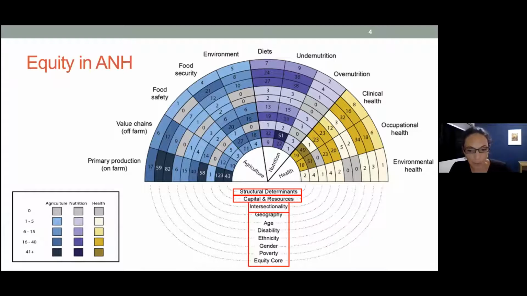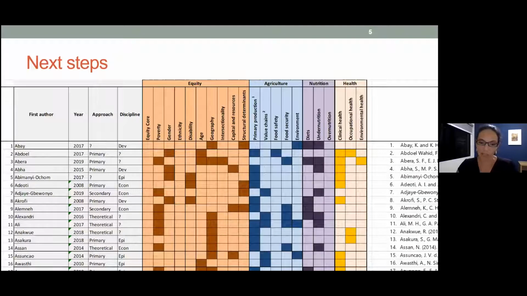So we're seeing a similar focus in terms of the top equity issues that are focused on, and also the issues that are much more marginalized and not focused on. You can explore that more in the paper, which is out soon. And I'll just finish in terms of next steps. The review is just a first step really in identifying relevant literature and starting to understand the gaps and limitations in our field of ANH, in assessing and understanding and acting on inequity.